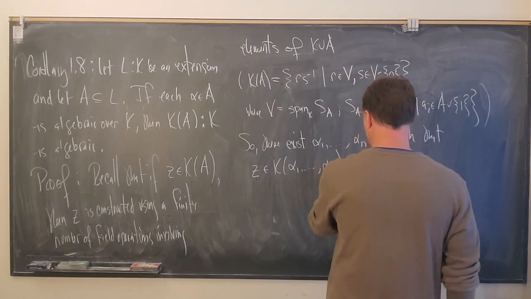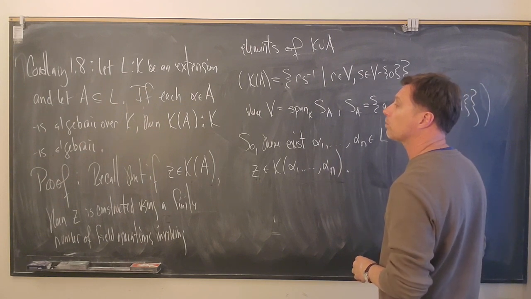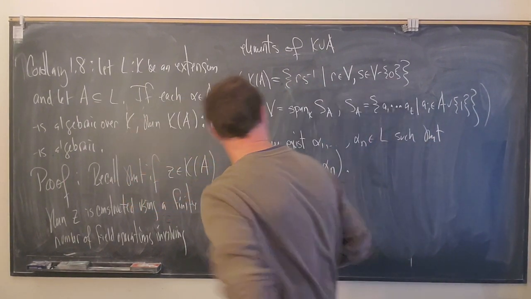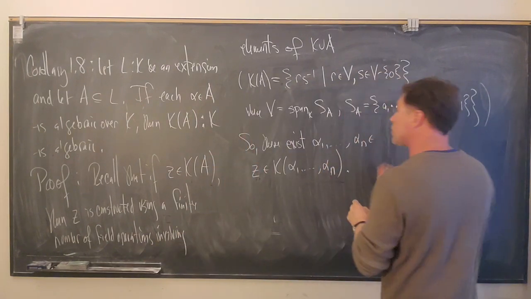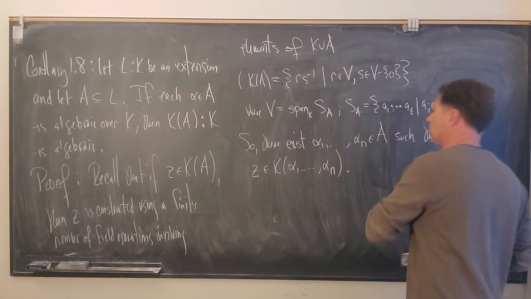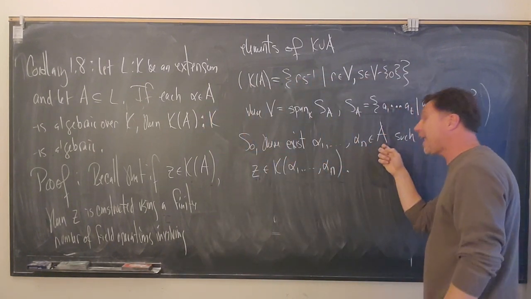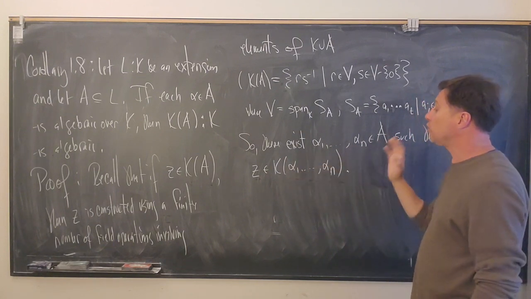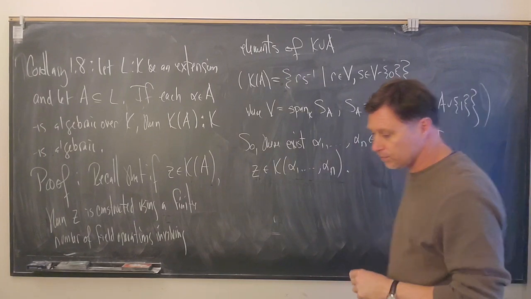Oh, whoops, did I say that wrong? Oh, yeah, sorry, I should not put an L there. I thought that was weird here. Okay, so sorry, that should be, there exists some collection of alphas in A, so that Z can be expressed using field operations involving these alphas plus the elements of K.